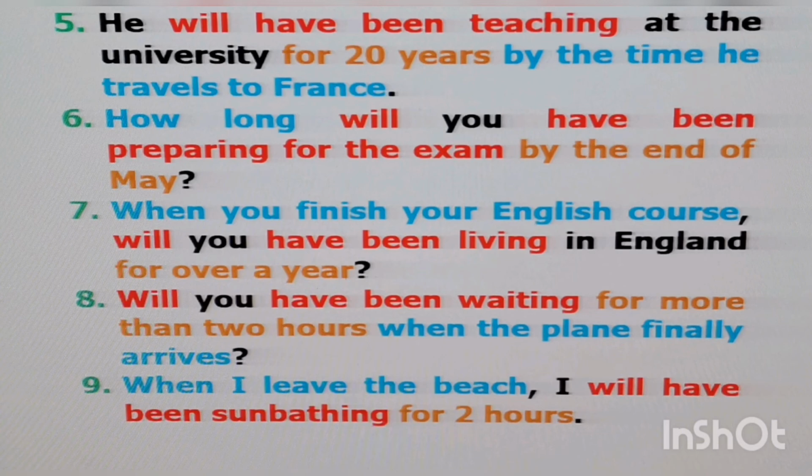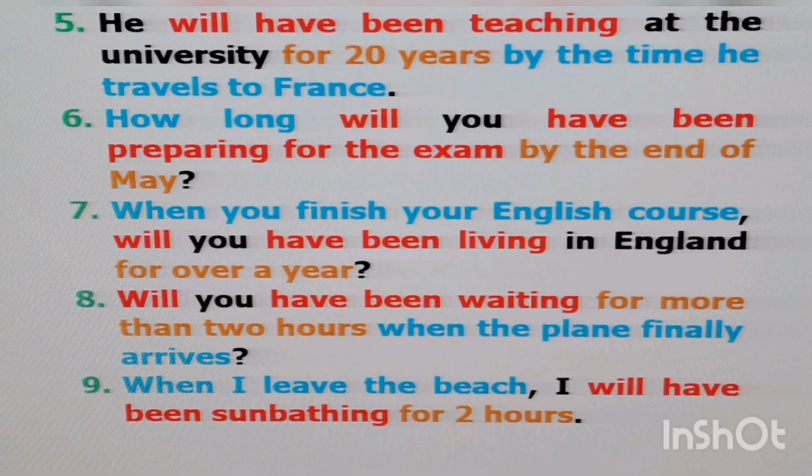Number 6. How long will you have been preparing for the exam by the end of May? How long? This is duration, that shows duration. By the end of May, this is the time expression concerning this tense. Will have been preparing, this is future perfect continuous. Number 7, when you finish your English course, so when plus finish, present tense. For over a year, this is the duration, and tense will have been living.